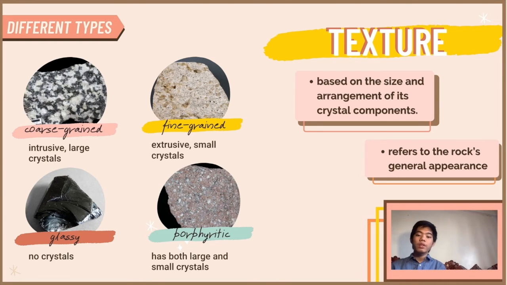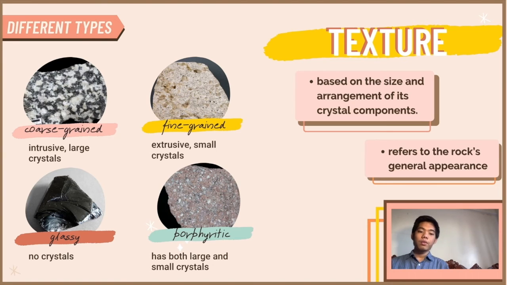First, we have coarse-grained or phaneritic igneous rocks. These rocks are intrusive as they came from beneath the Earth's surface and consist of large crystals. Second, we have fine-grained or aphanitic igneous rocks. These rocks, on the other hand, are extrusive. They rapidly cool on the surface of the Earth, resulting in small, fine crystals. Sometimes they cool so fast they don't develop crystals at all.